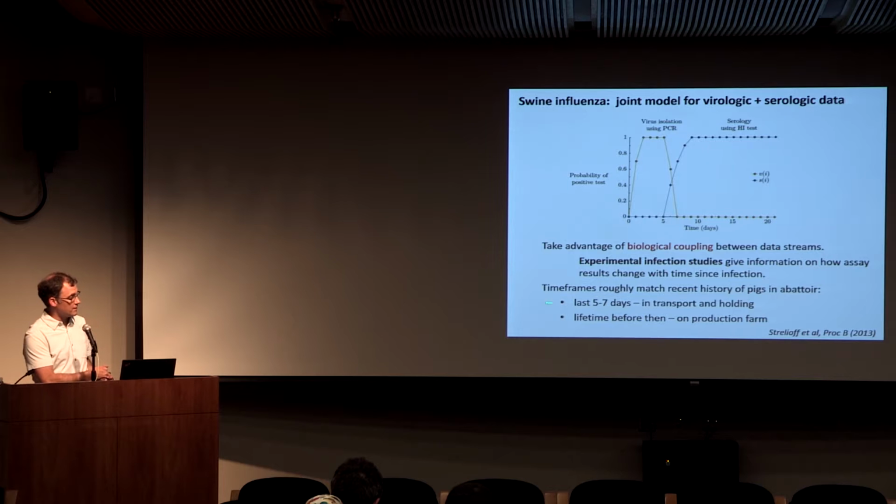The last 5 to 7 days they spent in transport, so they're trucked across China, which is a big country, and that tends to take anywhere from 2 to 5 days. And then they spend time in what is colloquially called the pig hotel. So they're gathered in a large holding facility before they're moved by train into Hong Kong for slaughter. That matches this period of time that they would be PCR positive for the virus. And then their whole lifetime before then, they spent on a production farm. So whatever their farm of origin was is where they spent all their life up until they got shipped off to slaughter.